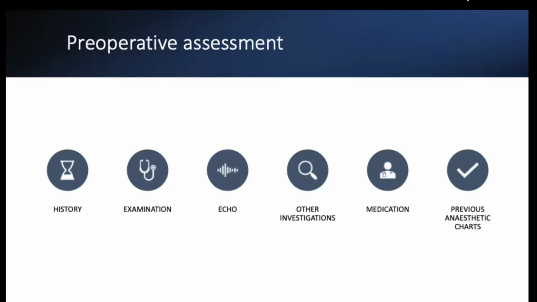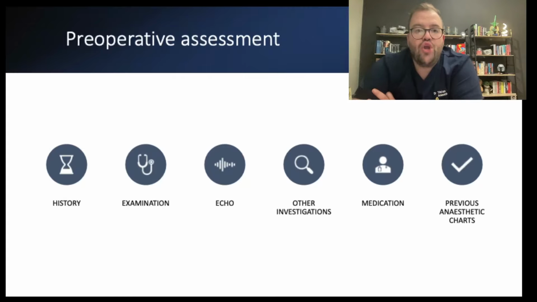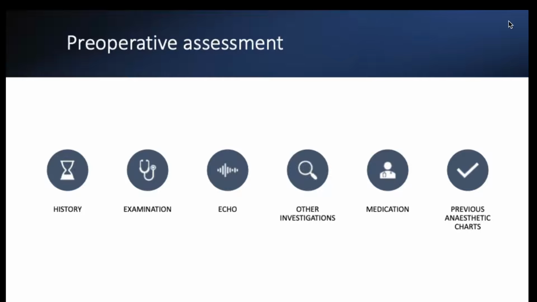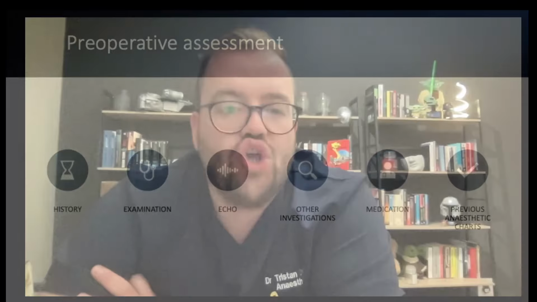So when we do our preoperative assessment, we're going to do a history, an examination, an echo, always review the echo, other investigations, medication, and previous anesthetic charts. Critically important, guys, looking at a previous anesthetic chart is so key because it can tell you what airway device they used that worked, because that's the first thing you want to put in again. You don't want to mess around or struggle with a congenital cardiac airway.